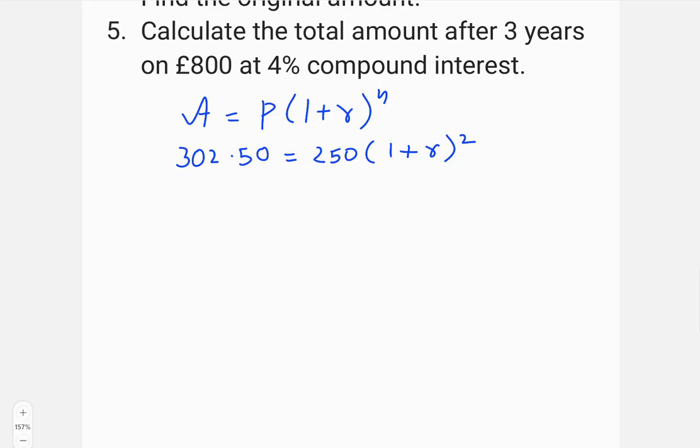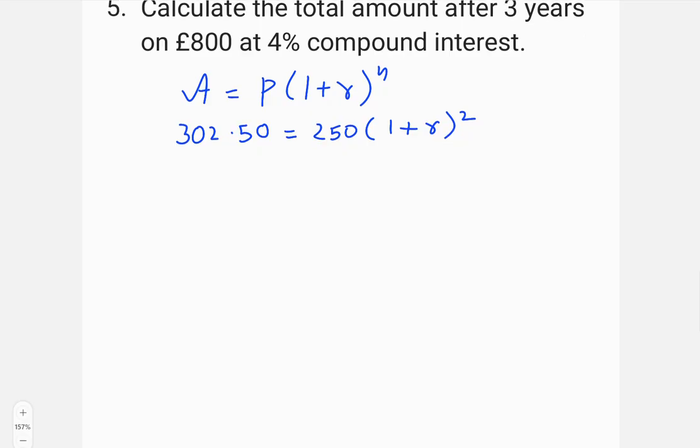We're going to first find out what r is. Yes, that's what we have to do. So, how are we going to do that? Well, you need to work out r here.